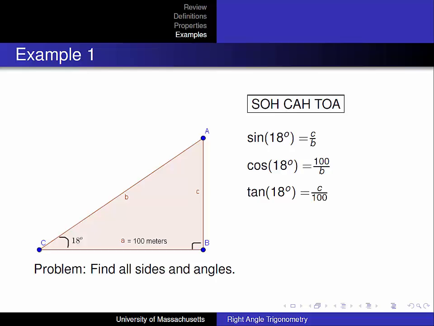So starting with the cosine equation, if I multiply both sides of the equation by B, the Bs on the right-hand side cancel, and so we're left with B times cosine of 18 equals 100. Now, dividing both sides of the equation by cosine of 18, we get that B equals 100 divided by cosine of 18, which is just 105.15.